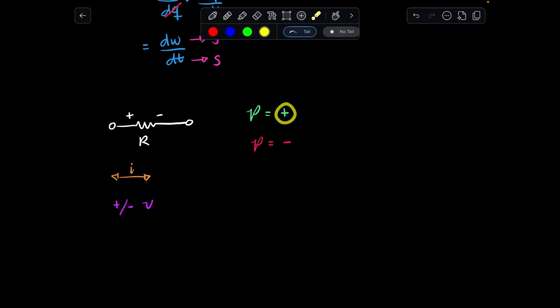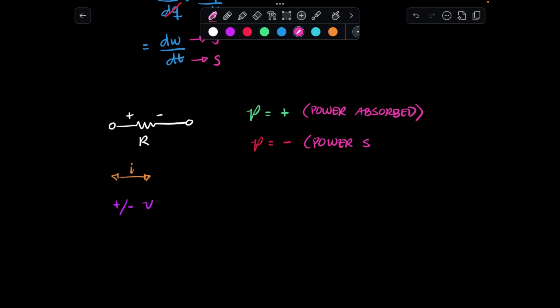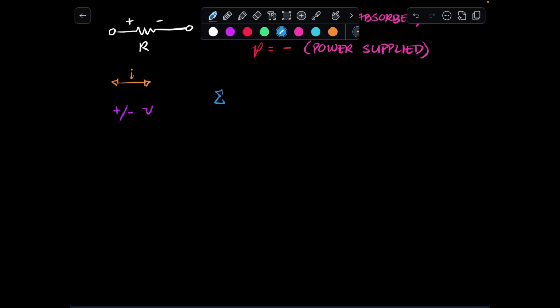If power is a positive value at an element, then that element is absorbing power. If power is a negative value at an element, then that element is supplying or releasing power. The law of conservation of energy states that the sum of power in any given circuit at any instant of time must be zero. Therefore, the amount of power absorbed must be equal to the amount of power supplied at any given time.